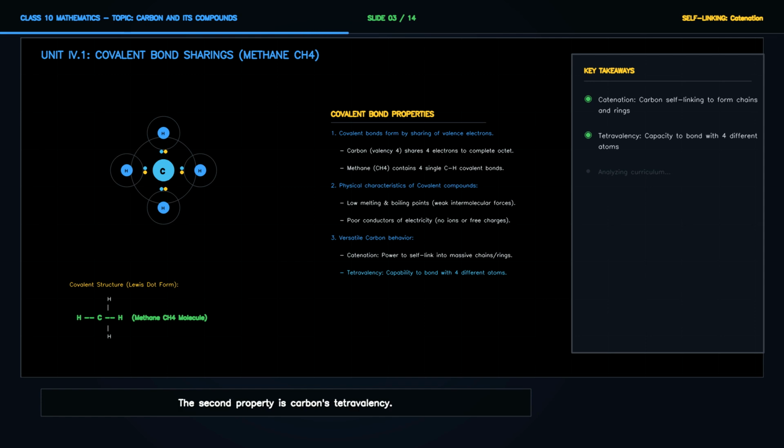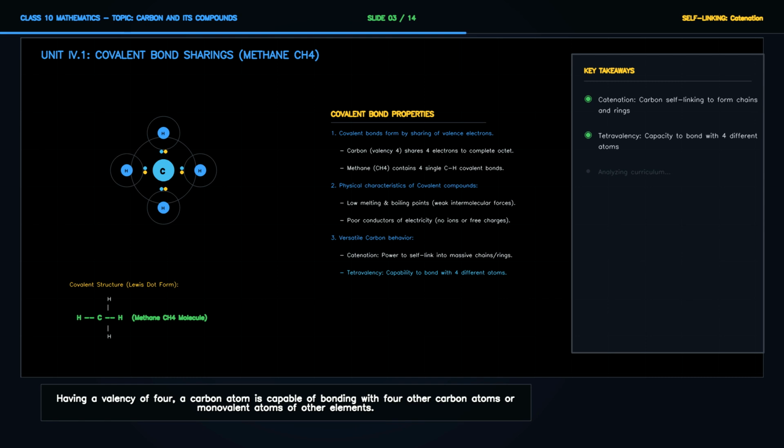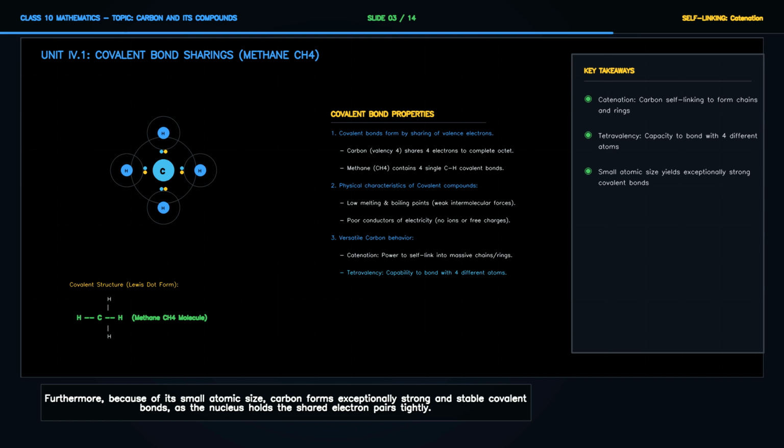The second property is carbon's tetravalency. Having a valency of 4, a carbon atom is capable of bonding with 4 other carbon atoms or monovalent atoms of other elements. Furthermore, because of its small atomic size, carbon forms exceptionally strong and stable covalent bonds, as the nucleus holds the shared electron pairs tightly. This allows carbon to form single, double, or triple covalent bonds, leading to millions of stable organic molecules.